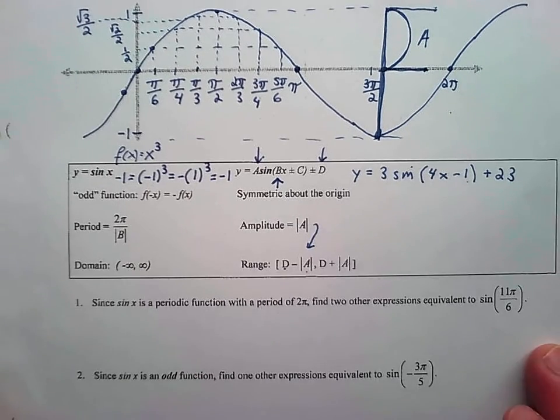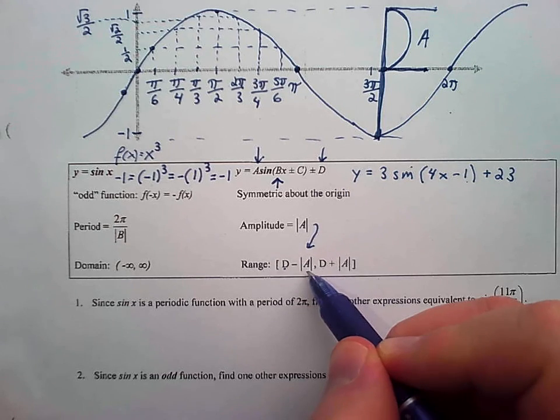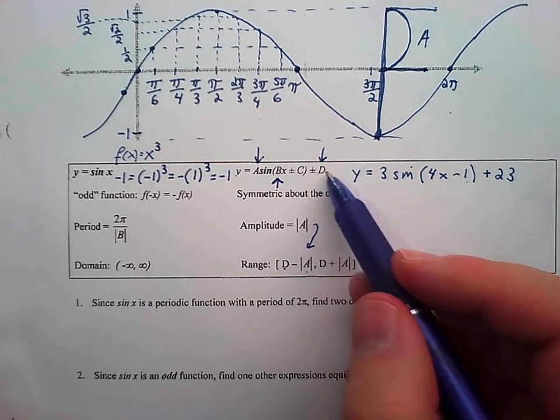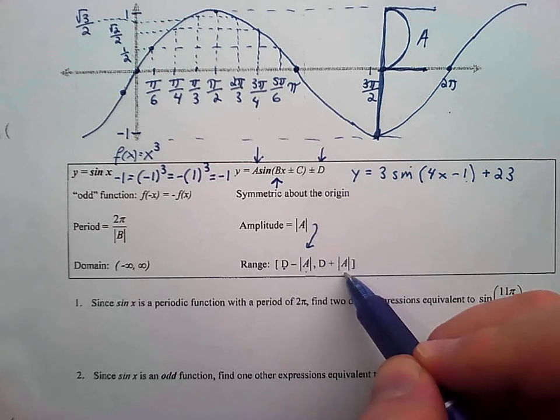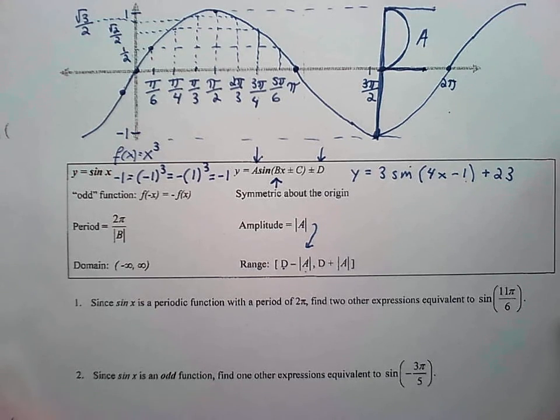So therefore, if we shift our function up or down by a certain amount, and subtract our amplitude, and then add the amplitude, that's going to be the range of our function. Alright, so let's stop talking our way through these definitions. Let's start applying some of these definitions to some examples.